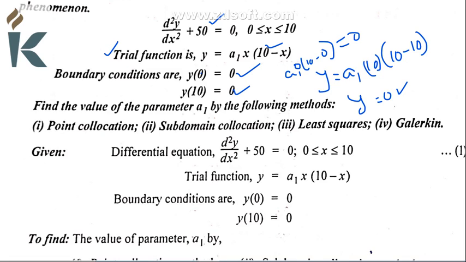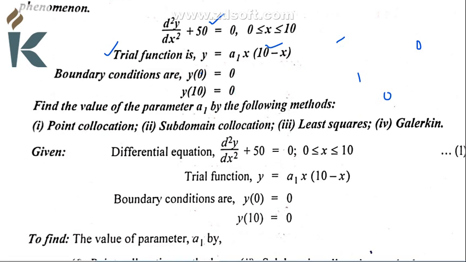Let's see here. You have to solve this sum by using the following methods: point collocation method, subdomain method, least square method, and Galerkin's method. These are the different methods to solve these differential equations. First, what we have to do is find the residual function for this sum. How do we find the residual function? You have to differentiate this trial function up to the order of the given physical phenomenon.